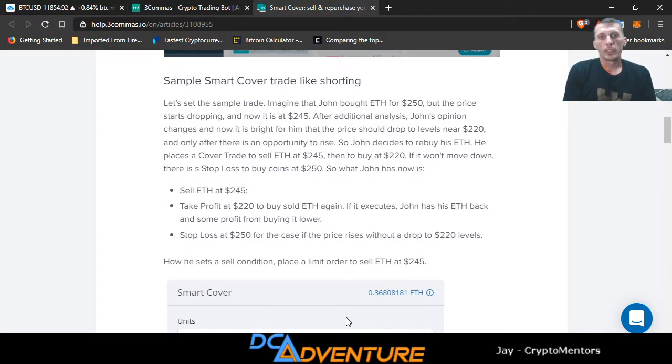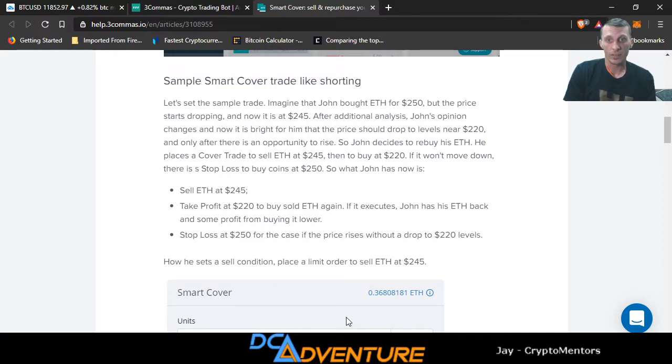Sample. Smart cover trade like shorting. Let's set a sample trade. Imagine that John bought ETH for 250, but the price starts dropping and now it's at 245. After additional analysis, John's opinion changes and now it is clear for him that the price should drop to levels of near 220, and only after that is there an opportunity to rise. So John decides to rebuy his ETH. He places a cover trade to sell ETH at 245, then to rebuy at 220. If it won't move down, there's a stop loss to buy coins at 250.